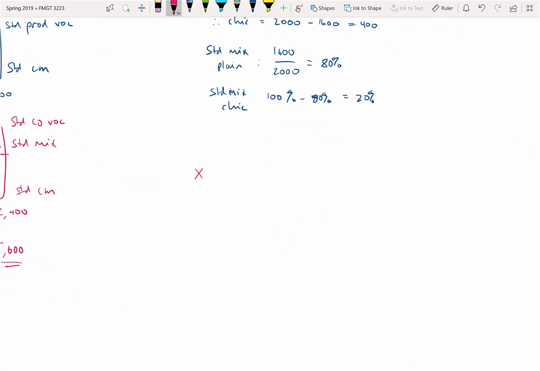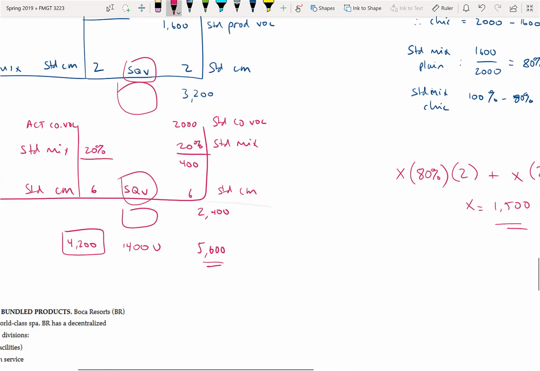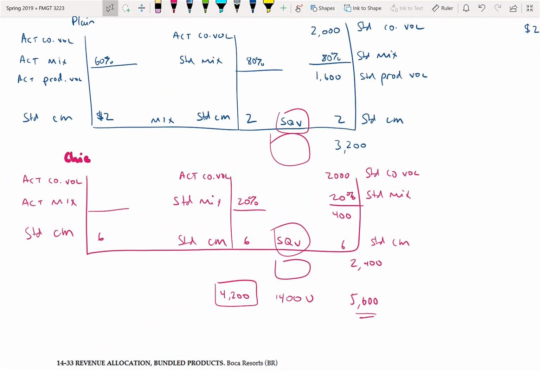Because if we take X, which is the actual company volume, times 80%, times $2, and we add that again to our actual company volume times 20%, times $6, we get our variance of $4,200. If we solve for X here, we get 1,500. So now we know our actual company volume is 1,500. Bringing that number back into where we were before, we can now solve most of this by putting 1,500 here, 1,500 here, 1,500 here.